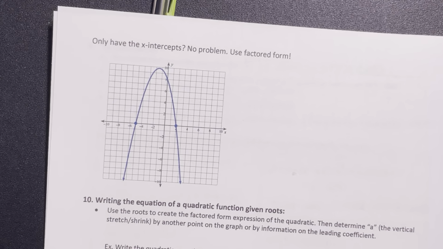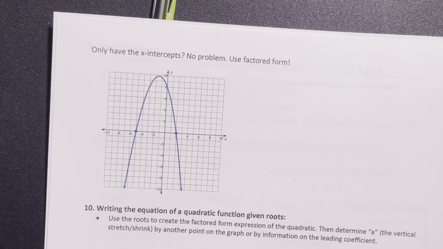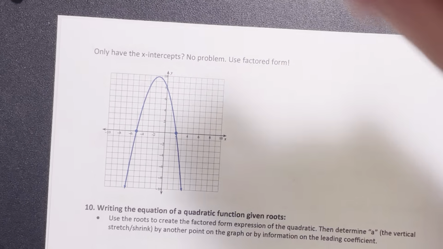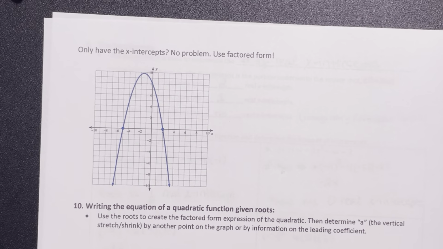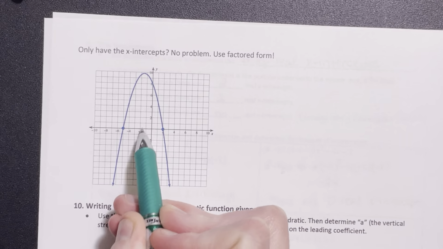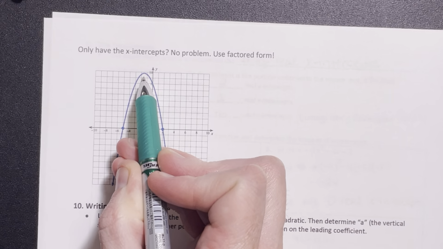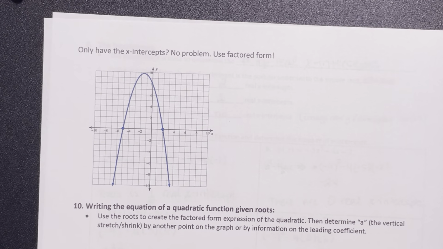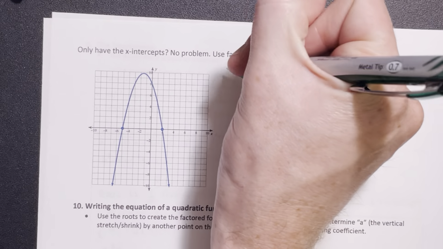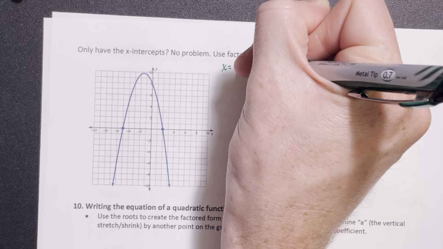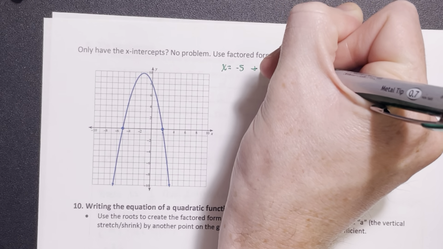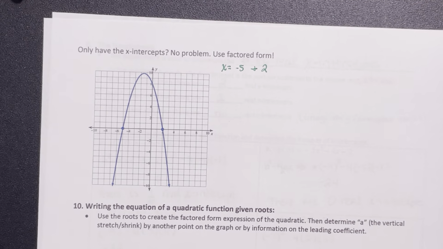You have one more graph. This one we cannot find the vertex very easily, but we can identify the x-intercept. So I can see kind of where the vertex is. Maybe it's somewhere like halfway, but I don't want to estimate a vertex. I want to know exactly where it is. But since we know the x-intercepts are at negative 5 and positive 2, we can use our factored form.